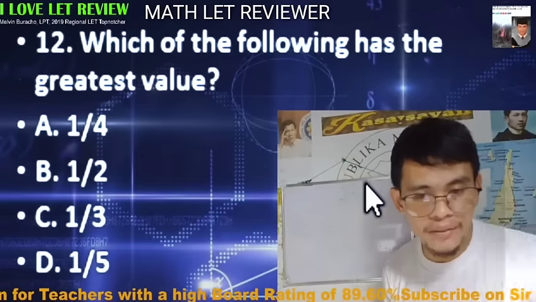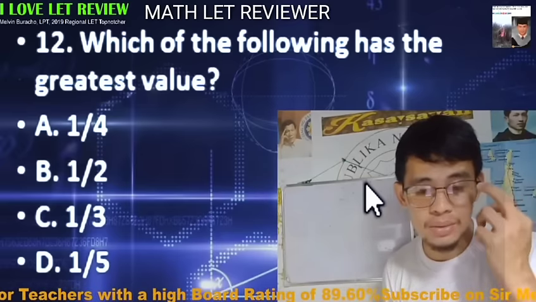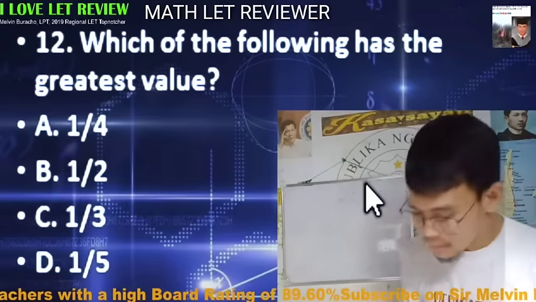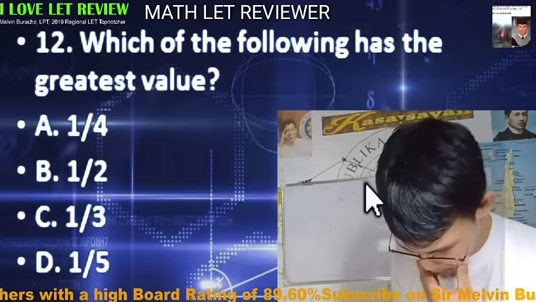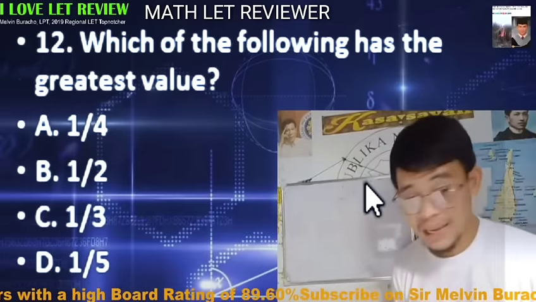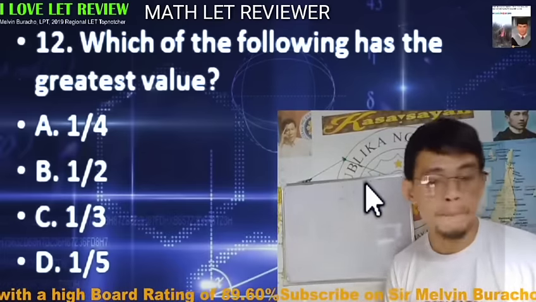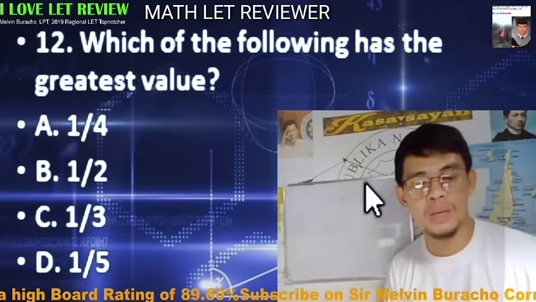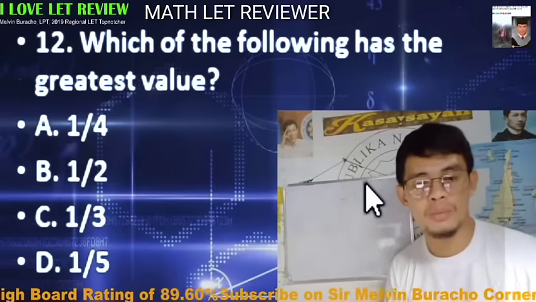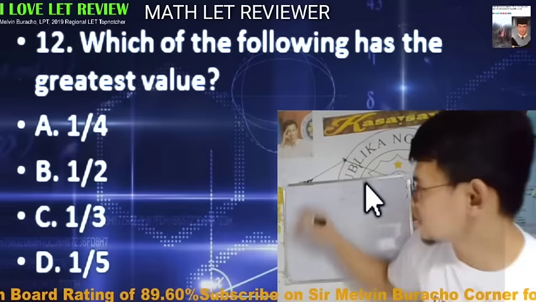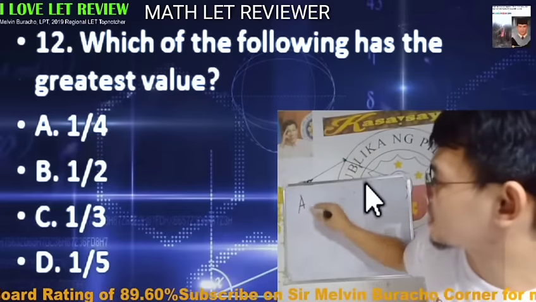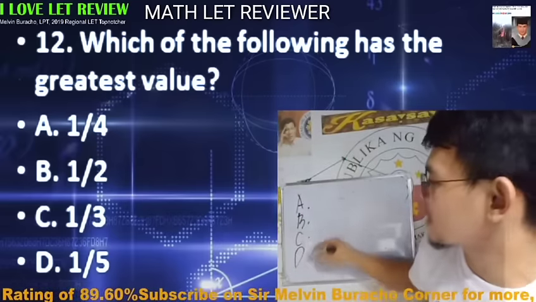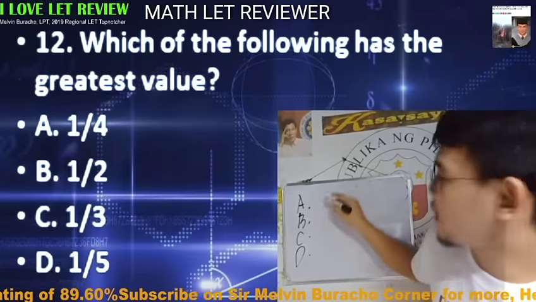Number 12 pa pala. Which of the following has the greatest value? O, ganito yan. Get their decimal equivalent, okay? You just have to get their decimal equivalent. So, 1 divide 4, that will be 0.25. Okay? So, si letter A, sige, examine natin yung choices. Kapag yun yung mga katanungan, ganito lang po yan. Okay? So, what is letter A? 1/4.